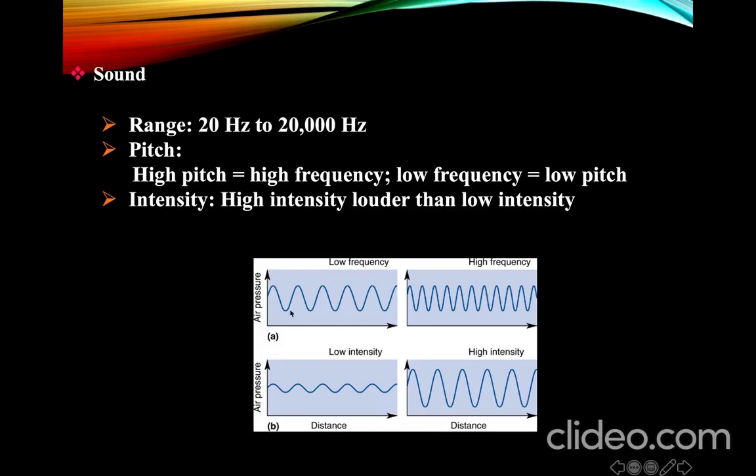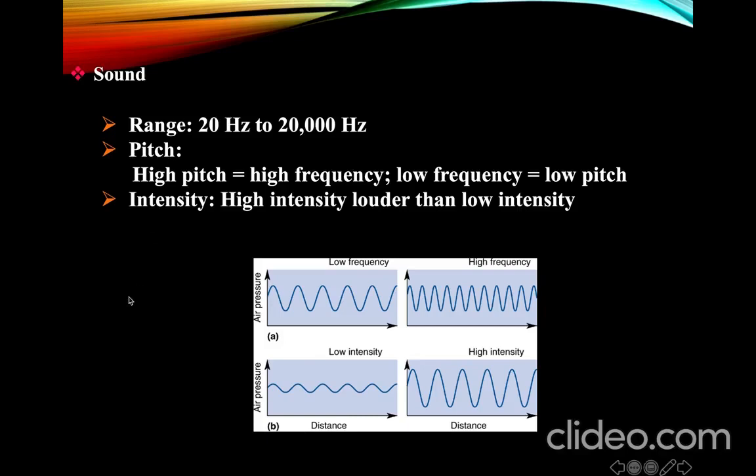It basically tells how many waves are passing through a certain point per unit time. If fewer waves are passing, we call it low frequency. If more waves are passing, we call it high frequency. As you can see in the picture, this is a low frequency sound wave and this is a high frequency sound wave. The human ear can hear frequencies of 20 to 20,000 hertz. Beyond this range, the human ear cannot perceive the sound.